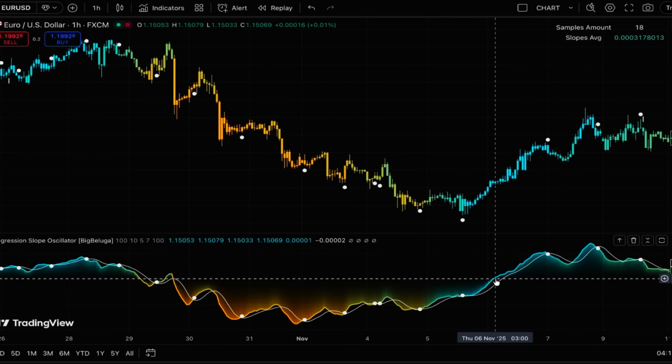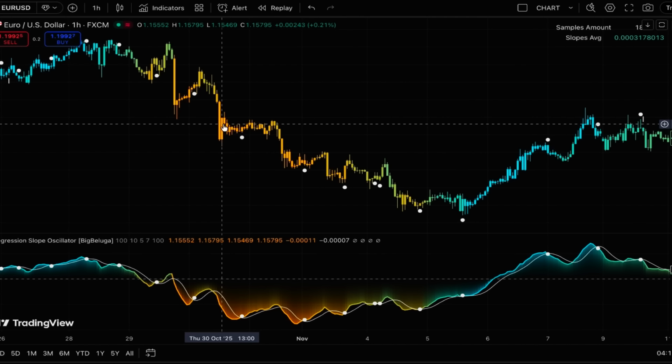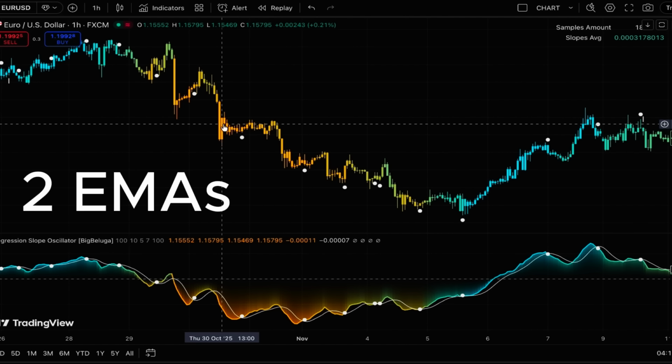As I said, this is a reversal trading strategy, so we're going to catch the start of a new trend and find a perfect trading opportunity to enter a trade. We need to add 2 exponential moving averages for more confirmation.